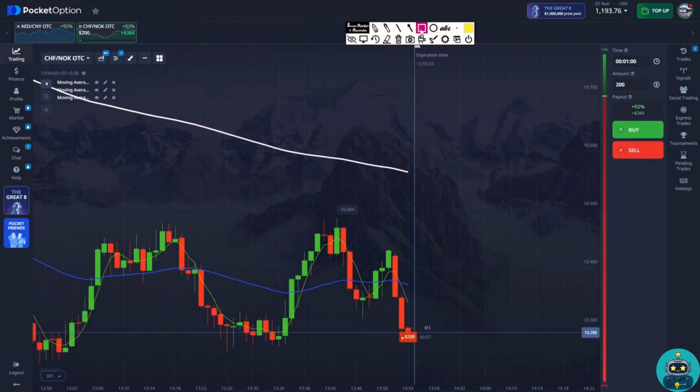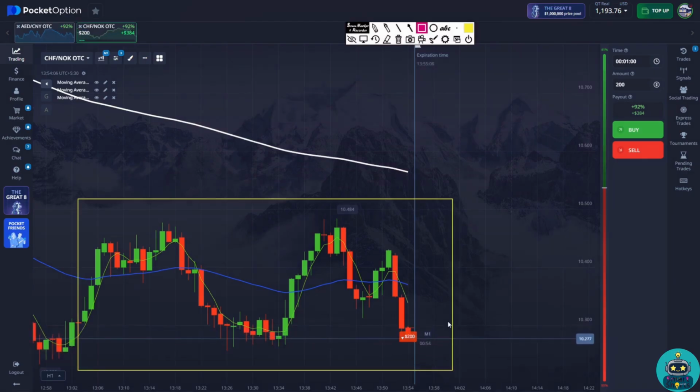Now see in this specific area, the white line is above the market, which means the market is ready for a down trade.